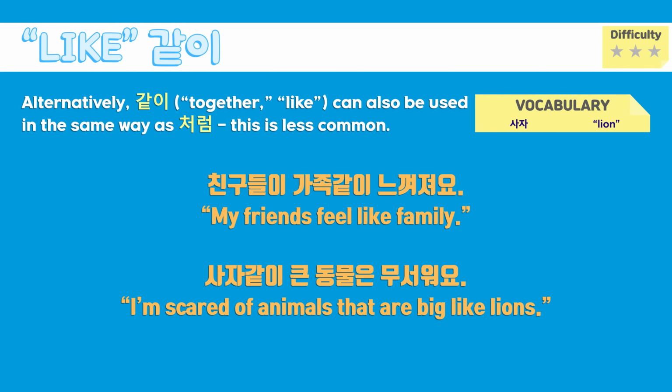Alternatively, 같이, meaning together or like, can also be used in the same way as 처럼. This is less common. 친구들이 가족같이 느껴져요. My friends feel like family. 사자같이 큰 동물은 무서워요. I'm scared of animals that are big like lions.